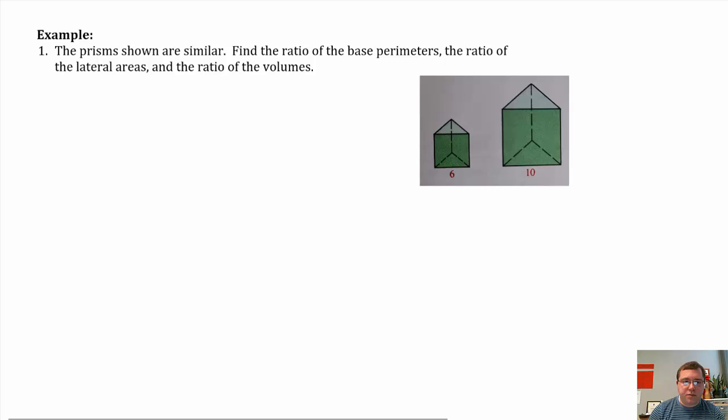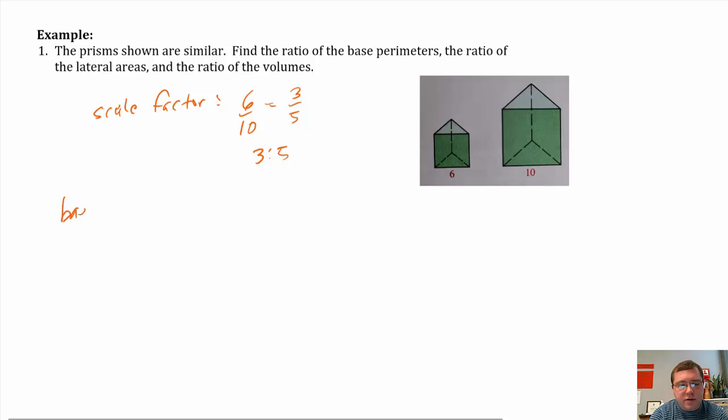So let's see how that works. The prisms here are similar to each other. Find the ratio of the base perimeters, the ratio of the lateral areas, and the ratio of the total volumes. So we're given only one side of each of the bases, so we could not directly find the base perimeters, the lateral areas or the volumes, but we're only asked for the ratio of one to the other. The scale factor, and we'll just go from left to right here, is 6 to 10, which reduces down, if we divide by 2, to 3 to 5. We can express the scale factor as a fraction or as a ratio, 3:5, either way is fine.